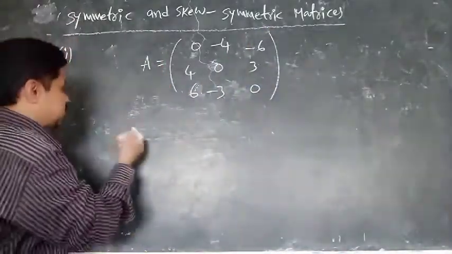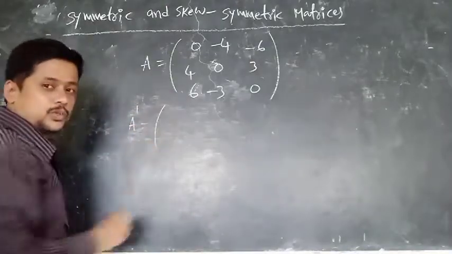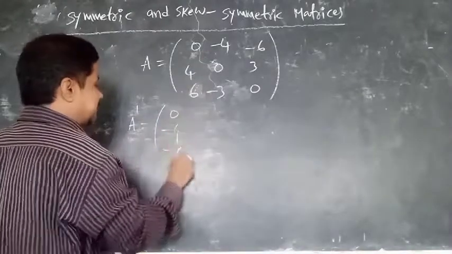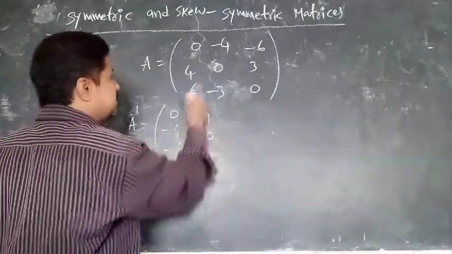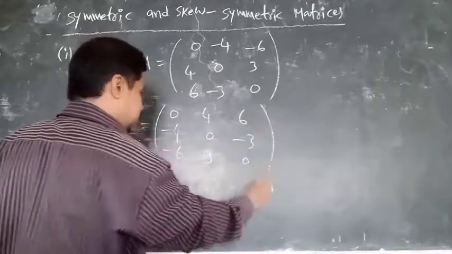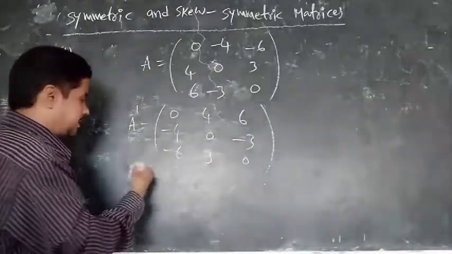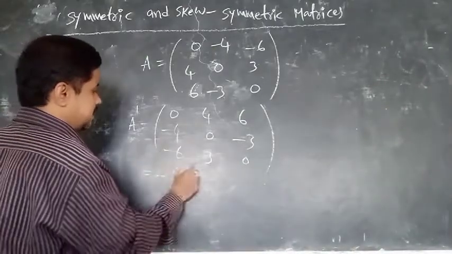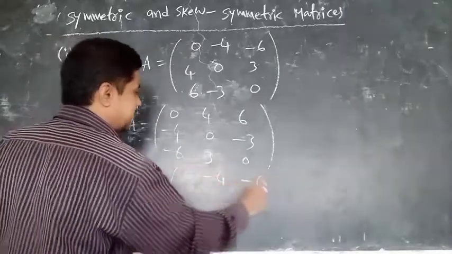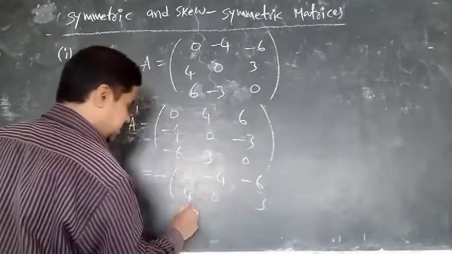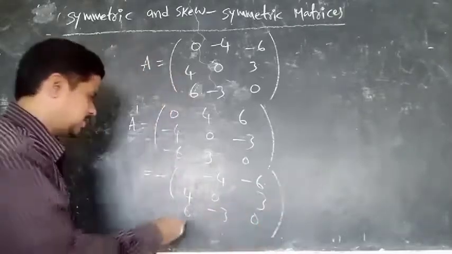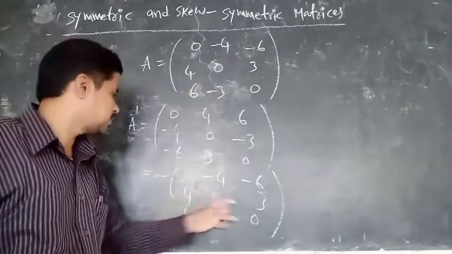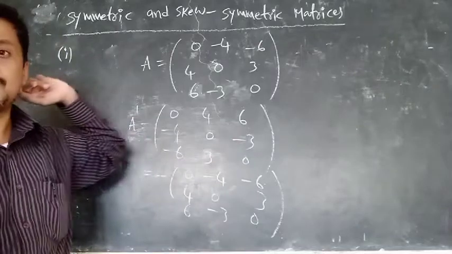Now do the transpose, A dash. The rows become: 0, minus 4, minus 6; 4, 0, 3; 6, minus 3, 0. So this is the transpose. Now take minus common: minus of 0, minus 4, minus 6; 4, 0, 3; 6, minus 3, 0. Observe these two matrices. Both are the same. What is the condition?